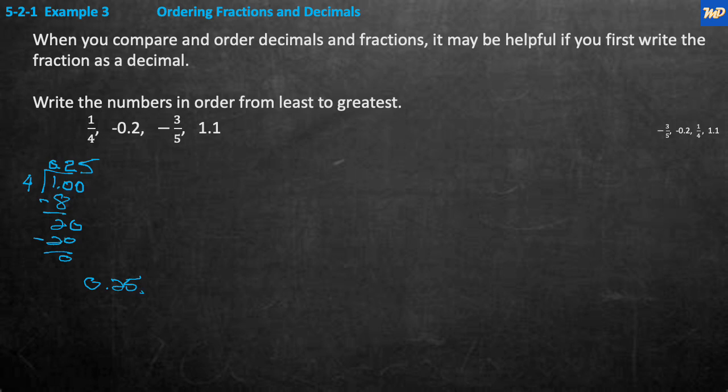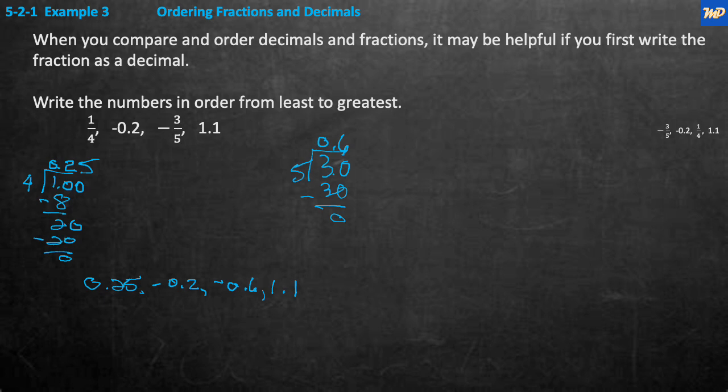Then we have a negative 0.2, and then we have a negative 3/5. So 3/5, I'll write that one over here, is 3 divided by 5. We're going to put a decimal point and a 0 because I know we're going to need it. We're going to put a 0 here because 5 doesn't go into 3. 5 goes into 30 6 times. 6 times 5 is 30. 30 minus 30 is 0. Case closed. It's negative 0.6. And then the last one is 1.1.